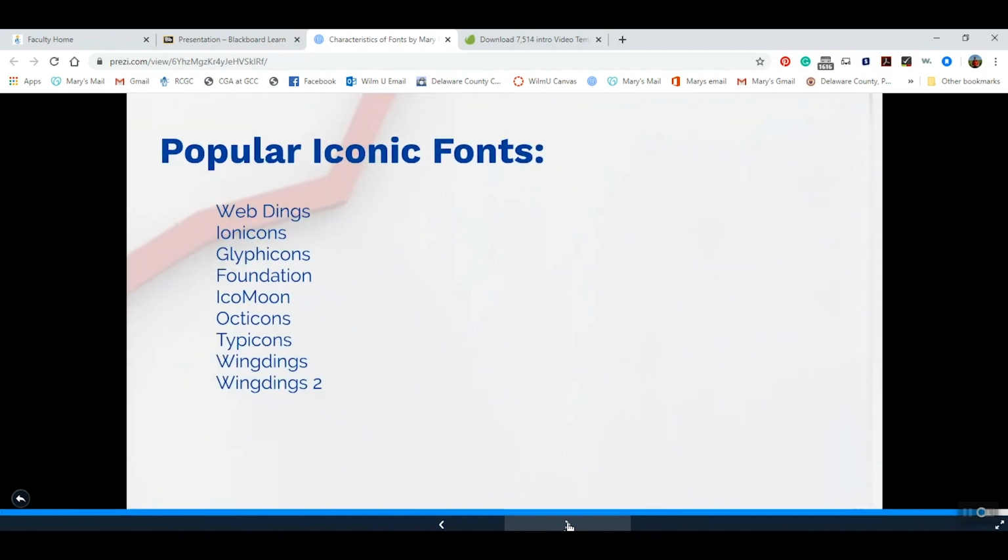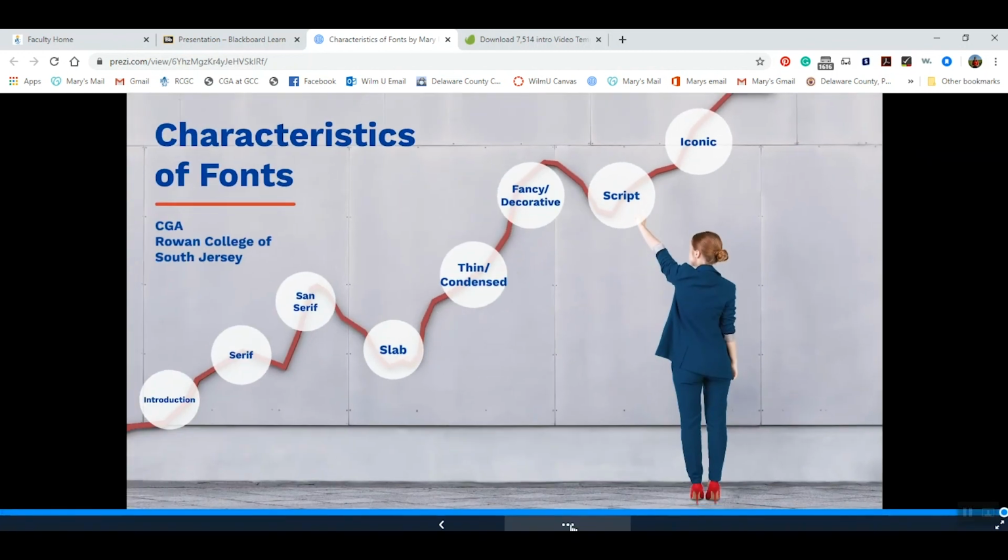Here's some popular fonts that you might see in icons. So Webdings and the Wingdings probably you have on your computer, and some of these other ones you also might have. All right, so that's the lecture on font characteristics, and we're going to do a couple exercises, another lecture and some exercises on picking the different fonts.